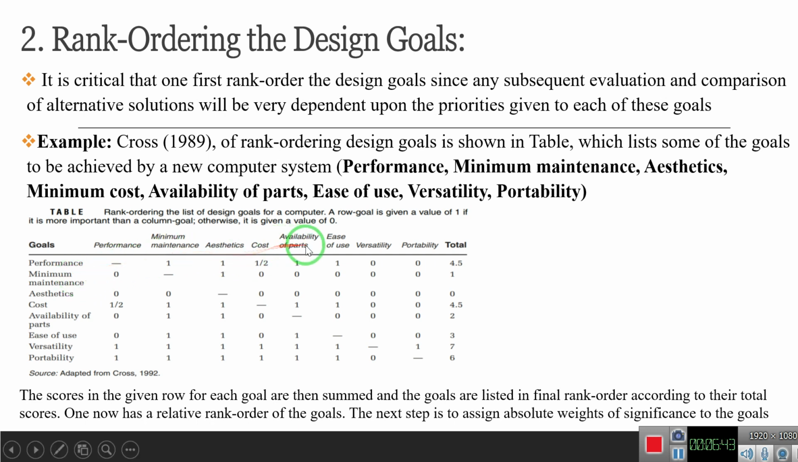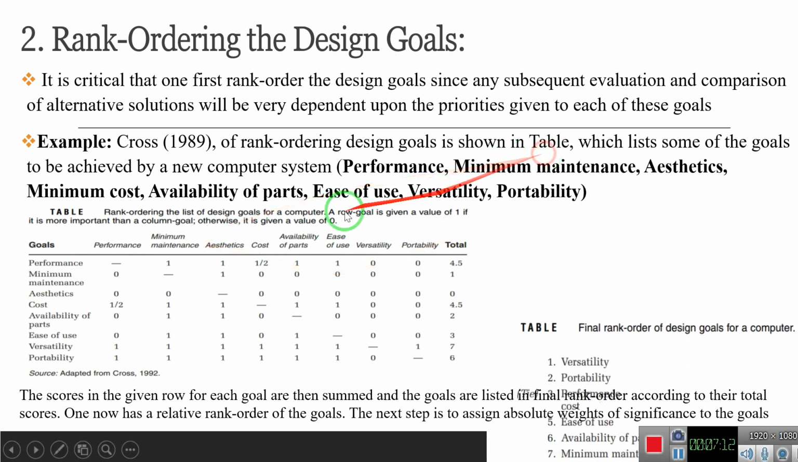Next, performance with the availability of parts. Parts may not be available, no problem, but is performance important or are parts important? Parts are important. If parts are not available in the market, then repair will be a problem. So it is 1, because performance is more important. Now, performance compared to ease of use, meaning how easy it is to use. Performance is very important.